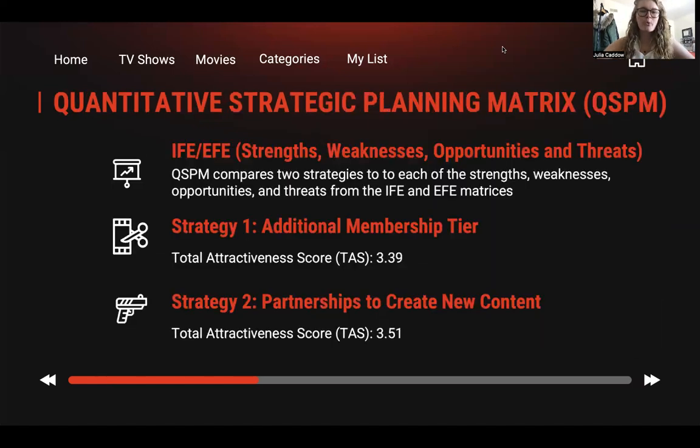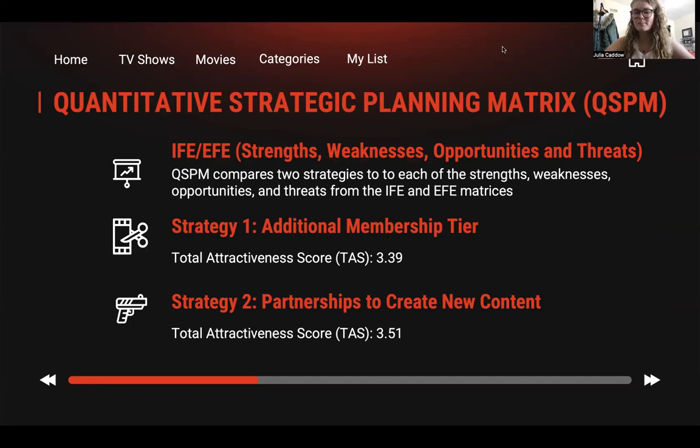The next step is the Quantitative Strategic Planning Matrix, or the QSPM. This uses 2 strategies and compares them against the strengths, weaknesses, opportunities, and threats found in the IFE and the EFE matrix. Strategy 1 is to add an additional tier of membership in order to attract viewers who are looking for a more cost-efficient way to watch Netflix. This has a total attractiveness score, or a TAS, of 3.39.